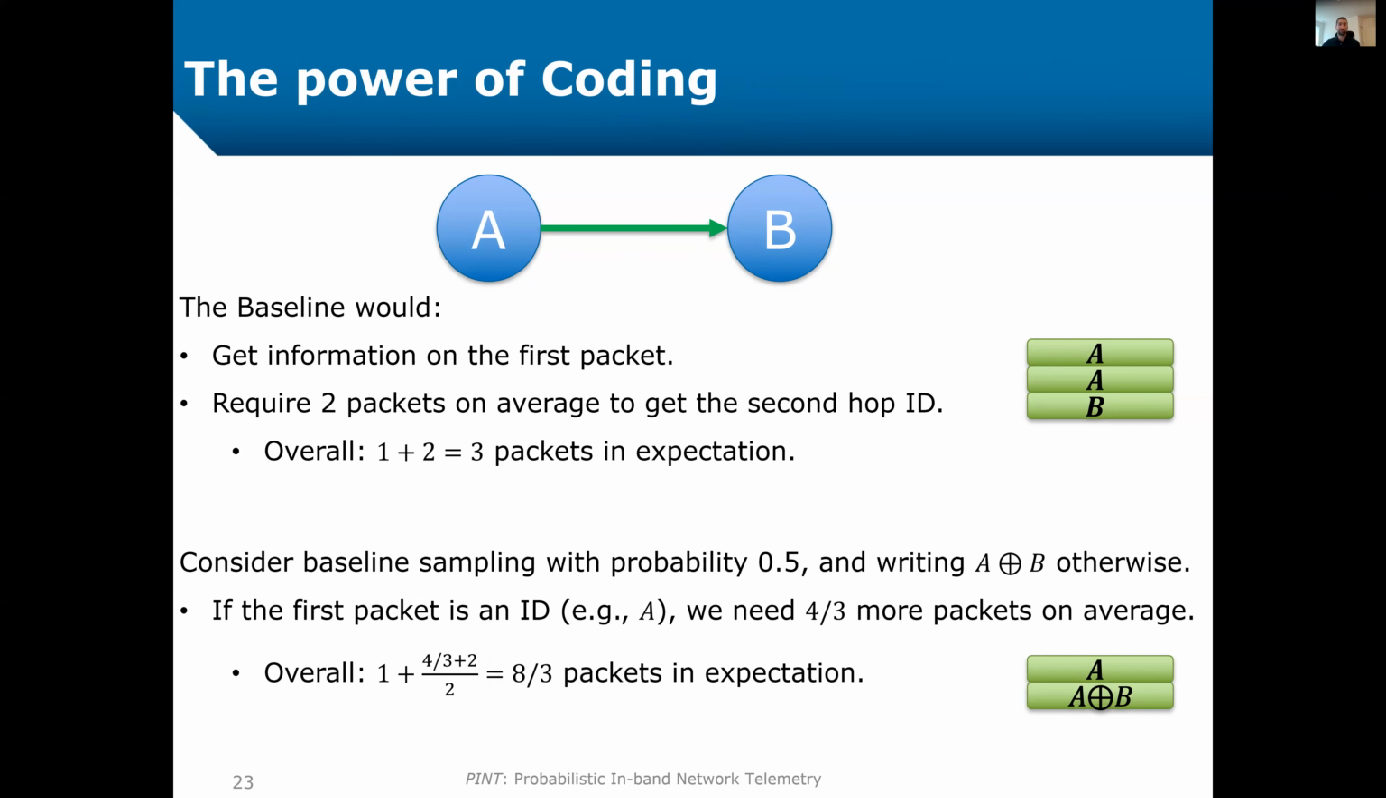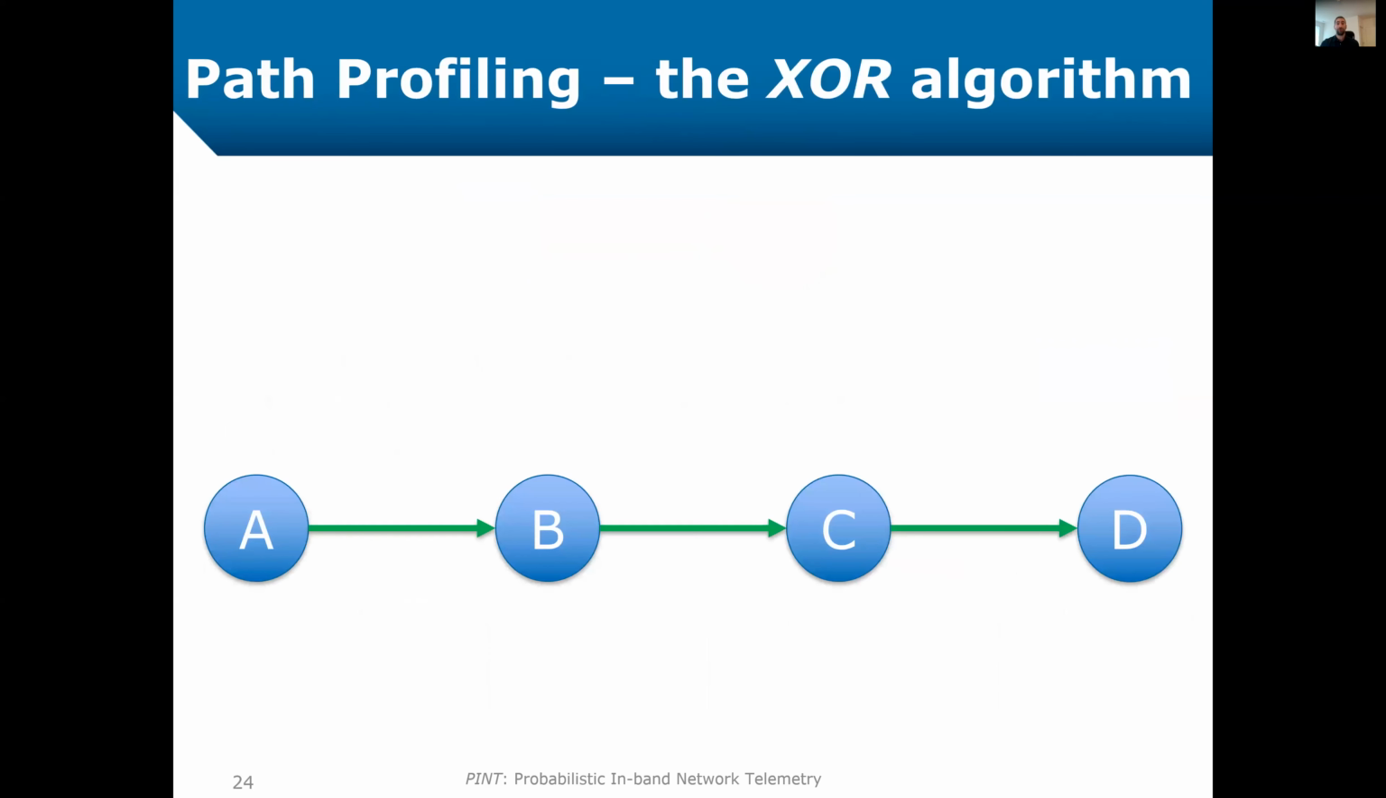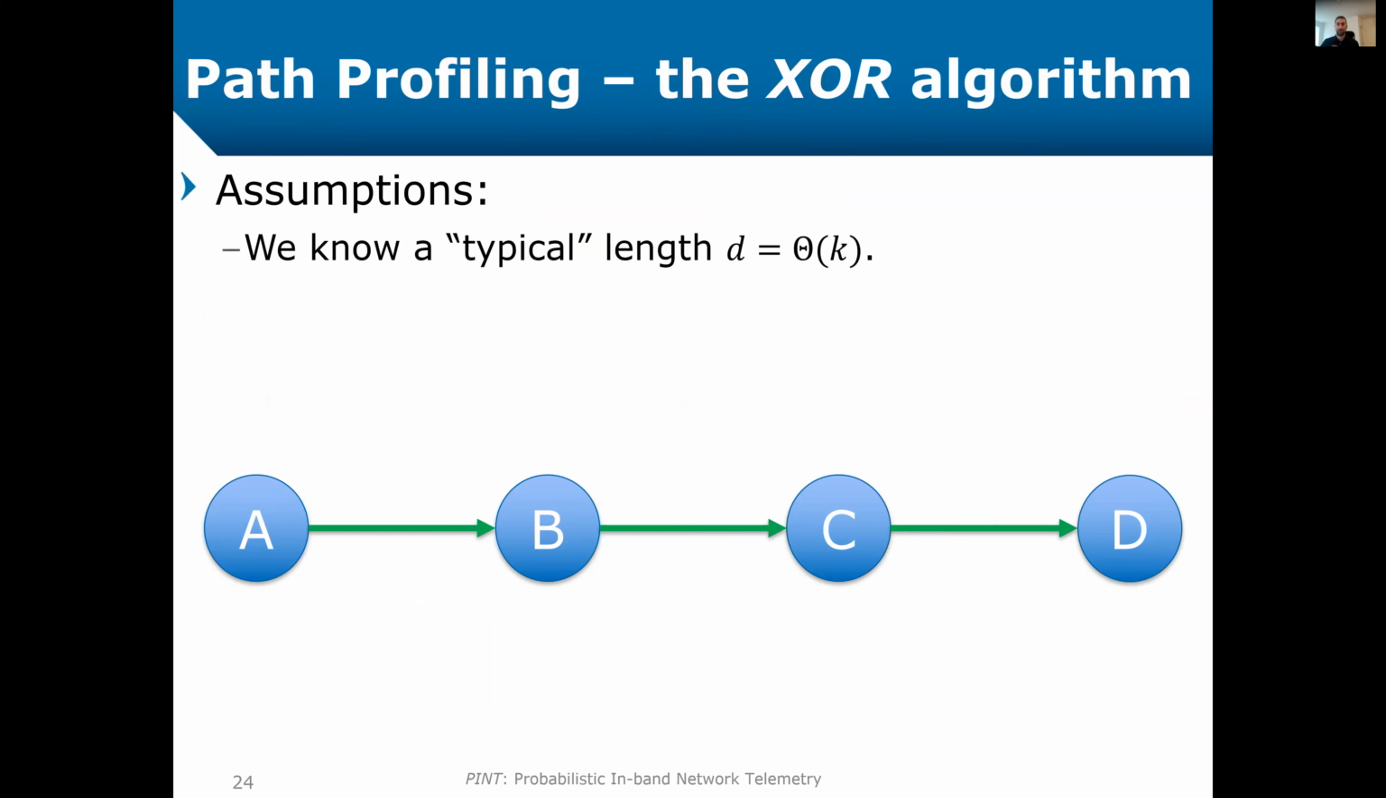Right? But that was just a special case. Let me give you an actual algorithm. It's also going to make a couple of assumptions. One is we're going to assume that we know a ballpark number of how long the path is going to be, so maybe up to a factor of 2 or 3 should be fine. And the other is we're going to assume that each packet has an identifier that is unique across the network.